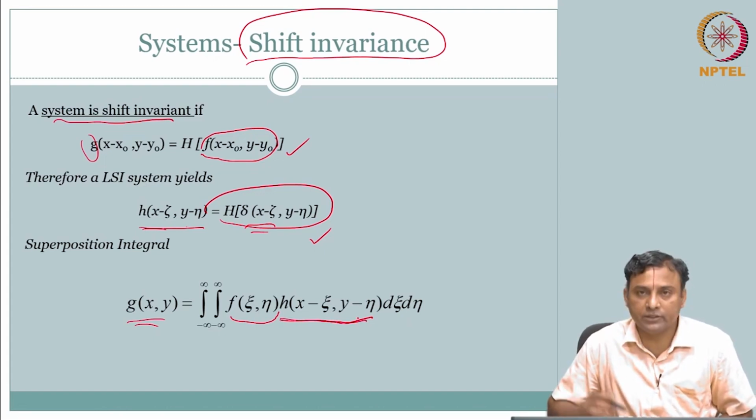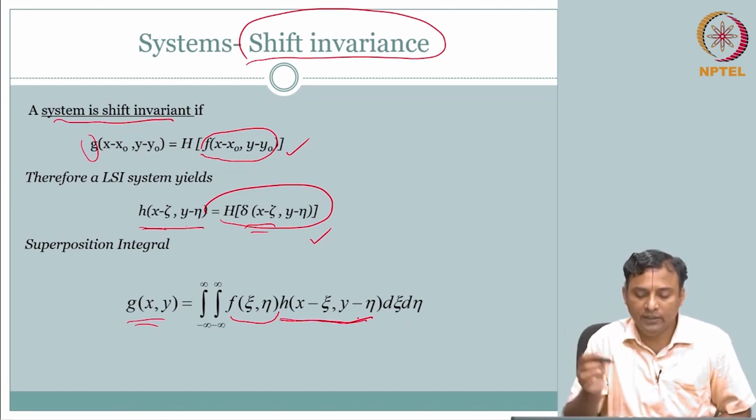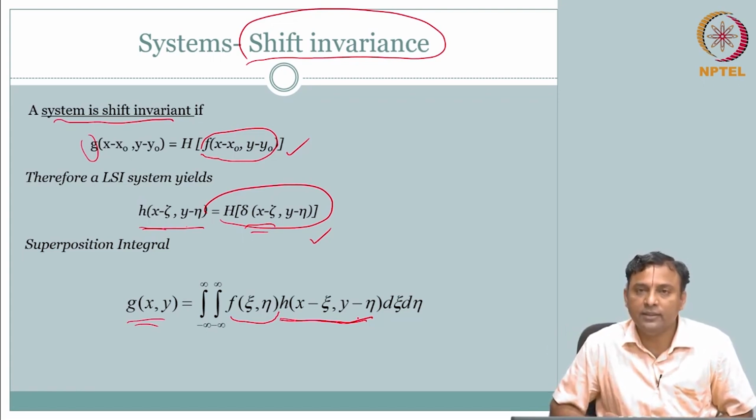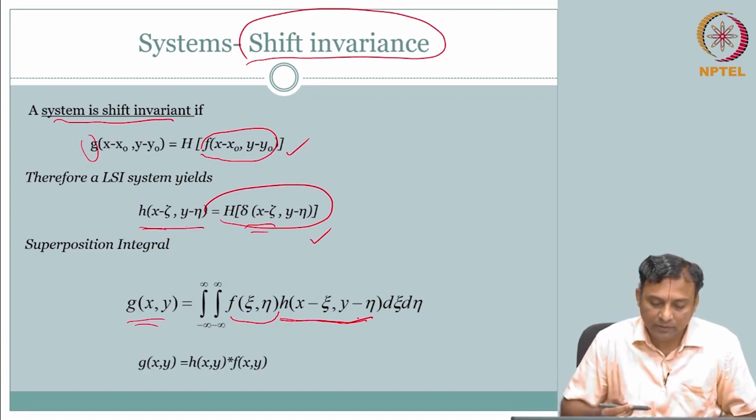So system connections: input and output are related by the system function. Only thing is, it is now a more compliant system. It is not only linear, it is also shift invariant. Okay.